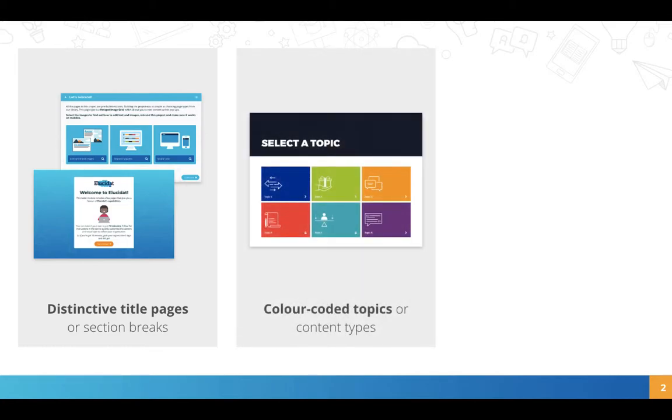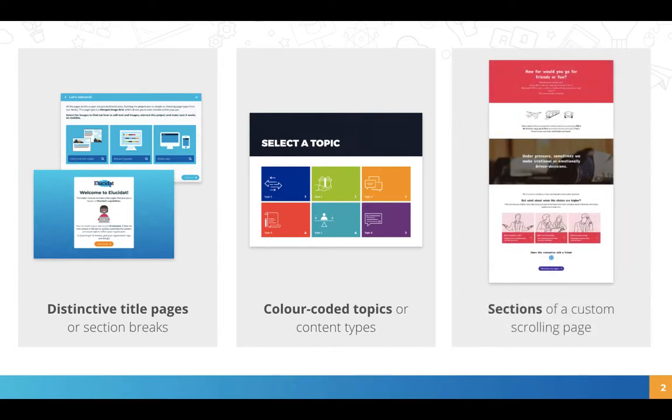Another use case might be when you have different topics that you want to represent with different colours to show that they're different content types. And you might use that either at a topic level or within individual pages throughout your project. You might just want to apply different core colours or styling to really make them stand out as a different type of content.